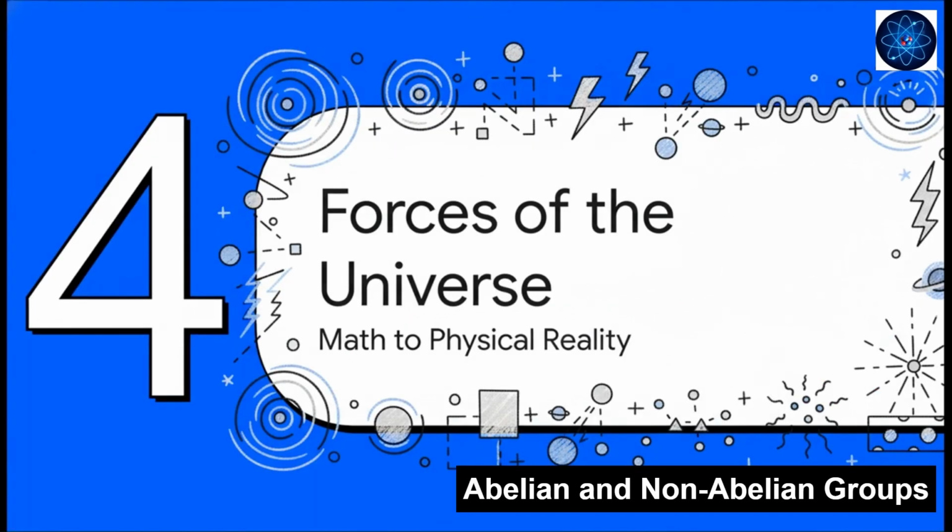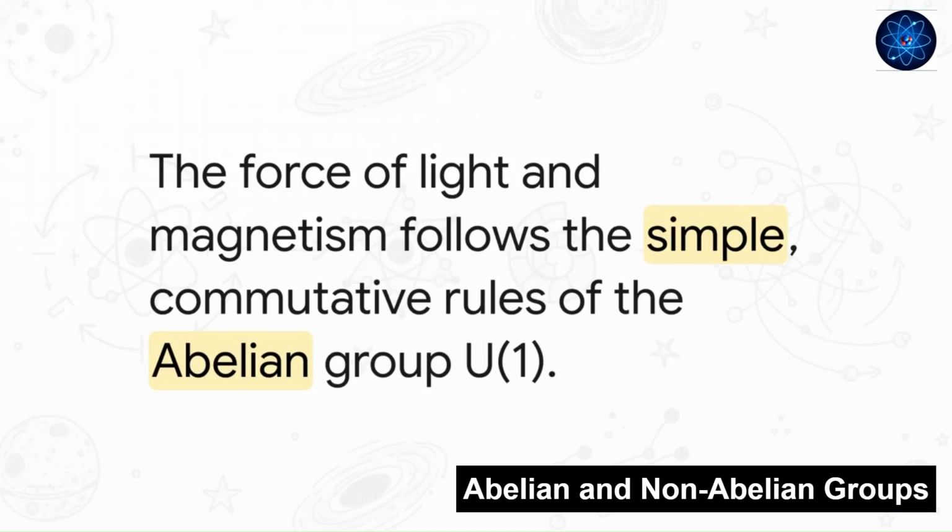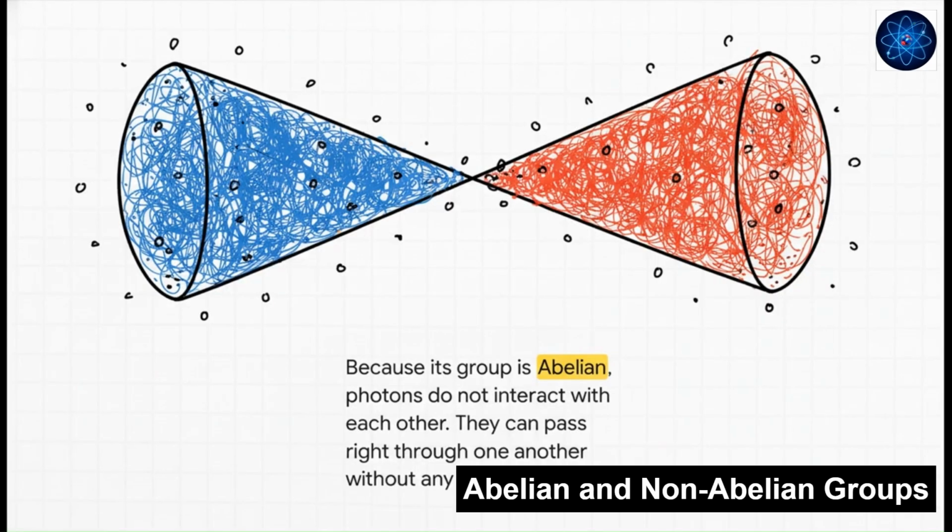All right, this is it. This is where it all clicks into place. Let's connect these two mathematical dialects directly to the fundamental forces that literally build our reality. First up, electromagnetism, the force that gives us light, electricity, magnets, the whole show. It's governed by that simple Abelian group we mentioned, U1. Its symmetries are nice and orderly. Order just doesn't matter.